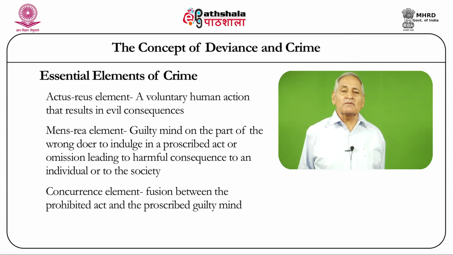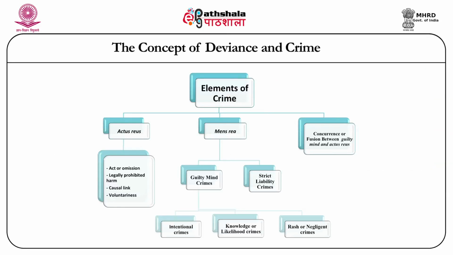The elements of crime can be understood very well by breaking them into a chart which is before you. Actus reus, mens rea and concurrence. Actus reus itself has certain components: act or omission on the part of the accused; then legally prohibited harm; the third, the causal link between the act and the consequence; and the fourth component, all this has to be voluntarily done.